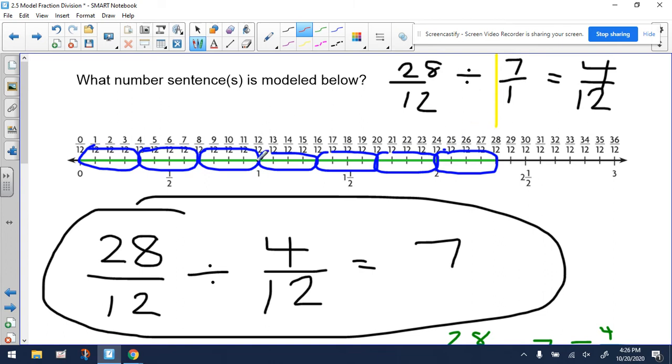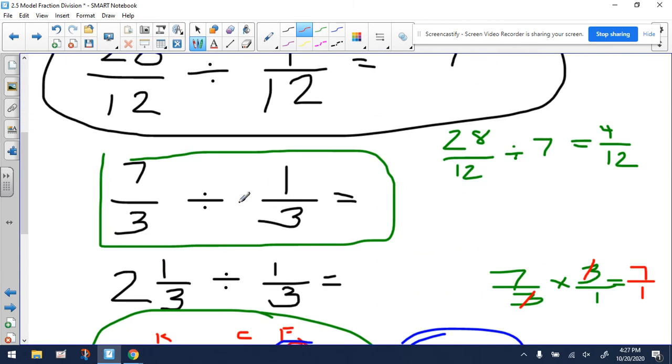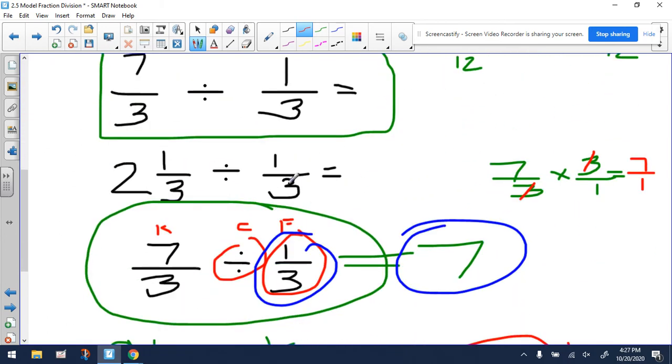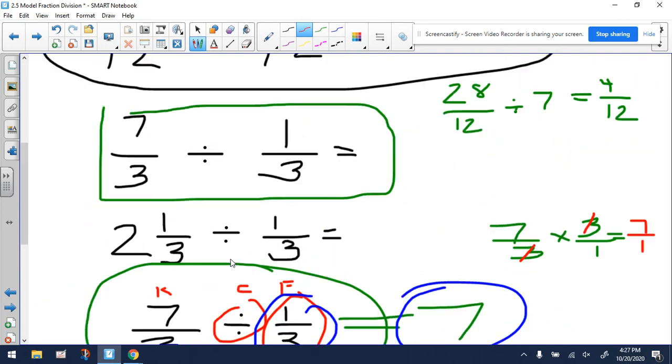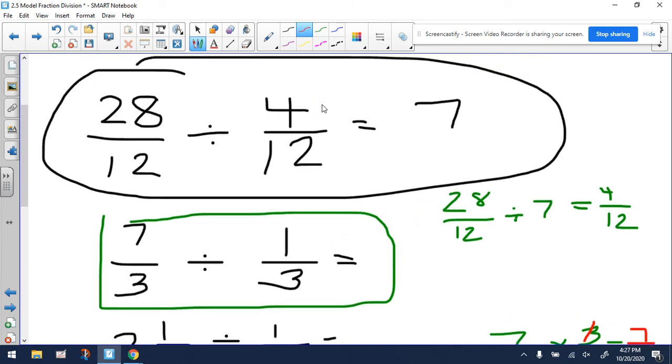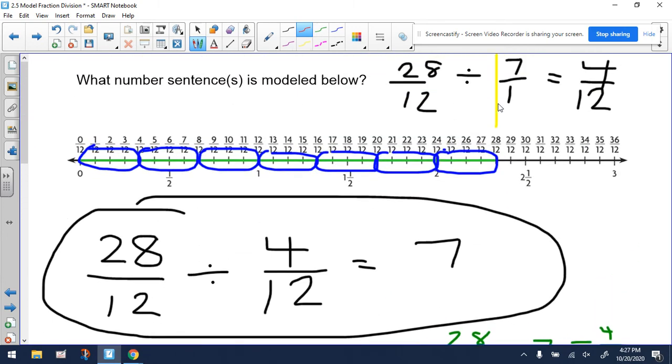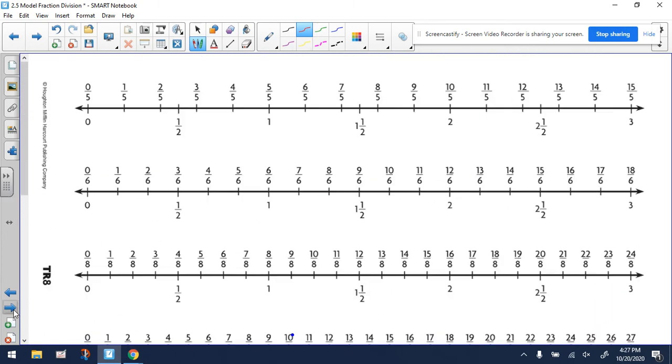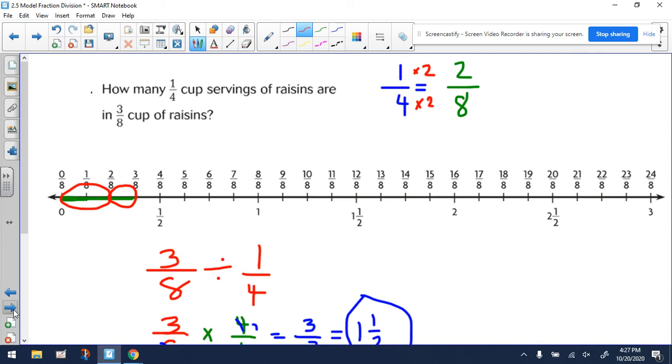All right, so it's very important you understand how to model any type of division equation. If you are asked to model a division equation and they present it to you like this or some other way, then you want to rename the things with common denominators and then model it on the number line. All right, I think we have time to maybe look at one more example. Let's see if we have one here.